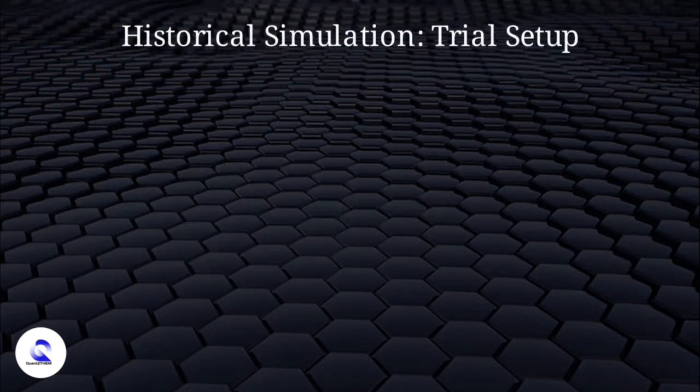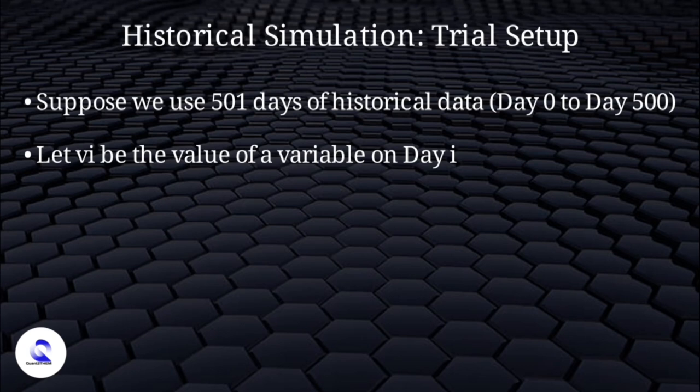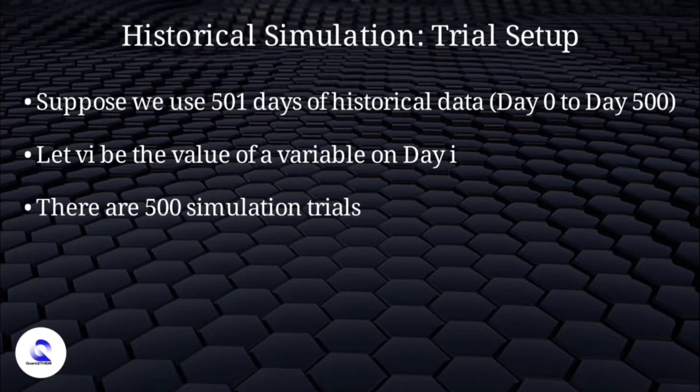Let's break down how historical simulation trials are actually constructed. Imagine we have 501 days of historical data, labeled day 0 to day 500. We denote the value of the portfolio's variable on day i as V_i. That gives us 500 overlapping intervals, each one representing a simulation trial. For each trial i, we apply the percentage return observed between day i minus 1 and day i to today's portfolio value, V_500. Mathematically, each trial estimates the next day's value as V_500 multiplied by V_i over V_(i-1). This process yields 500 simulated outcomes, forming an empirical distribution of potential portfolio values.